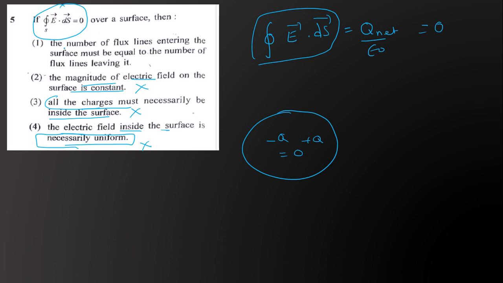It cannot confirm. Here it is given that number of flux lines entering the surface must be equal to the number of flux lines leaving it. So this statement is correct. Since electric field is a vector quantity, this statement is correct.